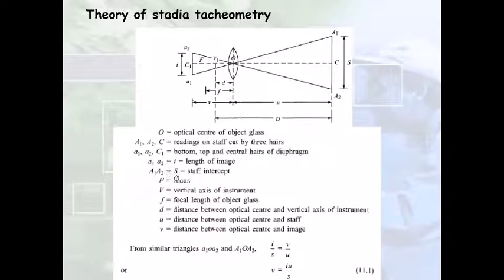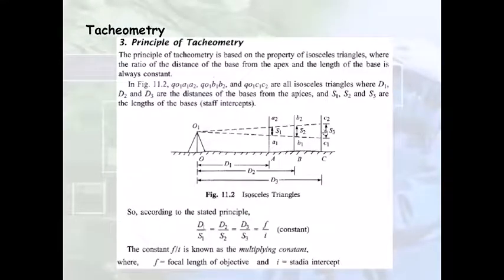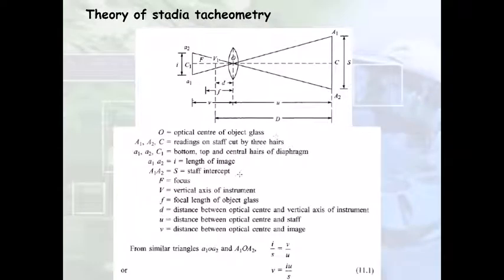A1, A2 is equal to S, which is the staff intercept, something that we did before. These S1, S2, S3 were the difference between the upper hair reading and the lower hair reading. Similarly over here, S is the staff intercept, the distance between the point A1 and A2, which are the upper hair reading and the lower hair reading.